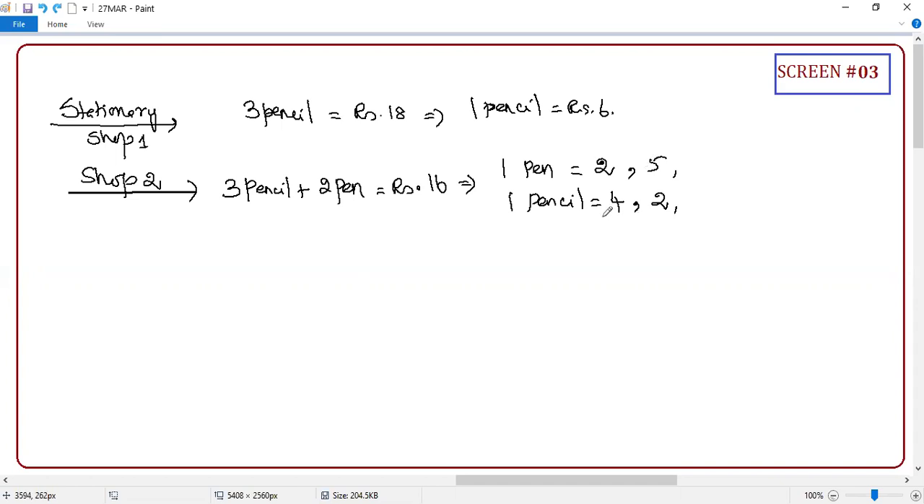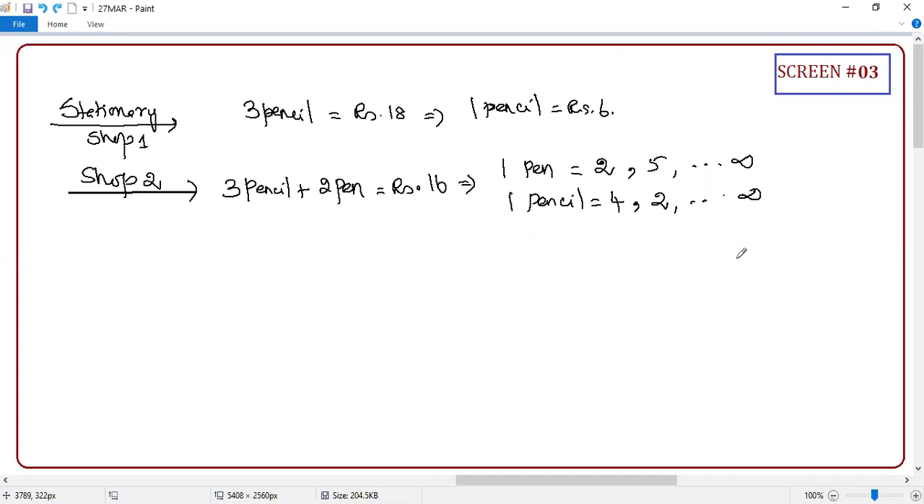Can you tell me, sir, how many possibilities? I'm saying, student, if you try like this, an infinite number of possibilities will be there. If it is X, these two are combined. You cannot say this is 2, this is 2. If pen is 2, pencil should be 4. If pen is 5, pencil should be 2. Like this, you can think of decimal answers also.